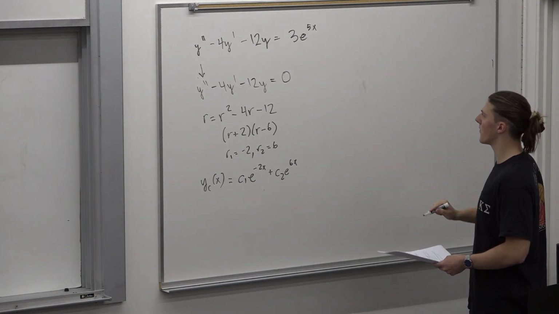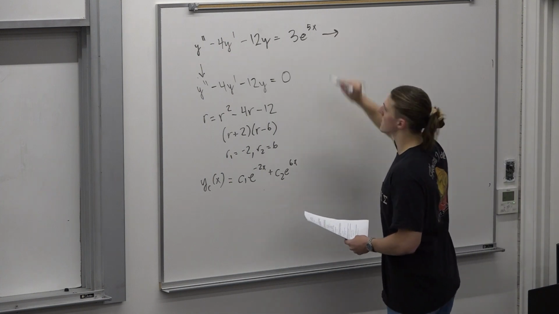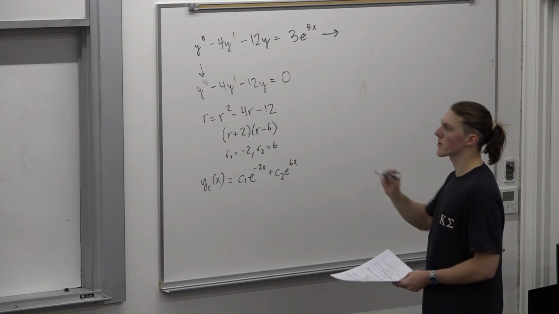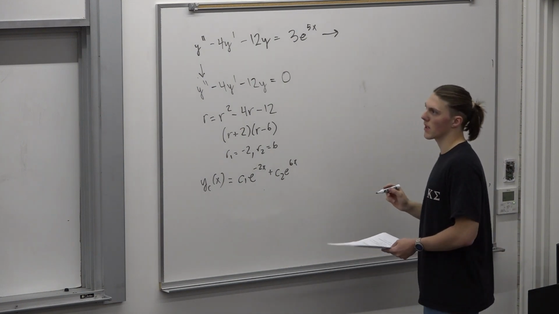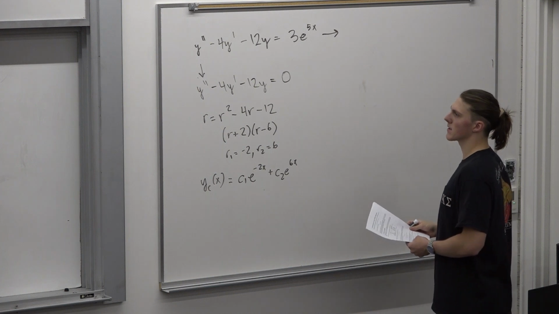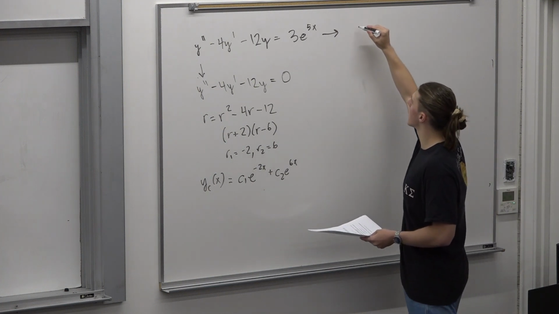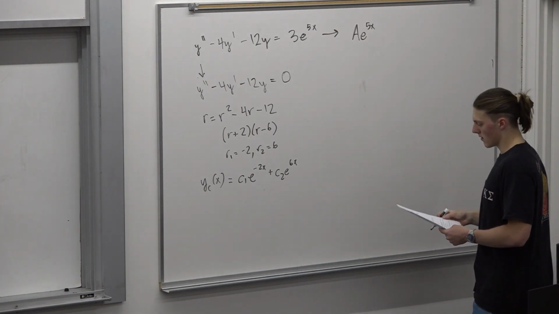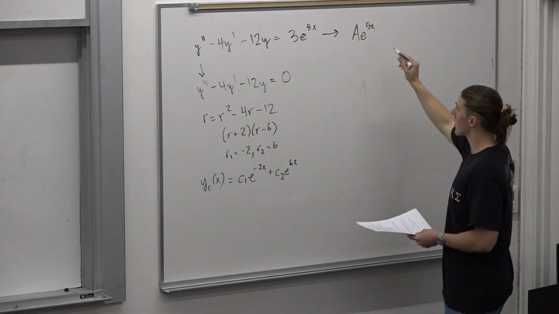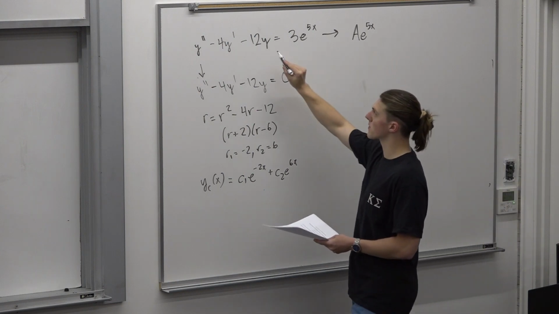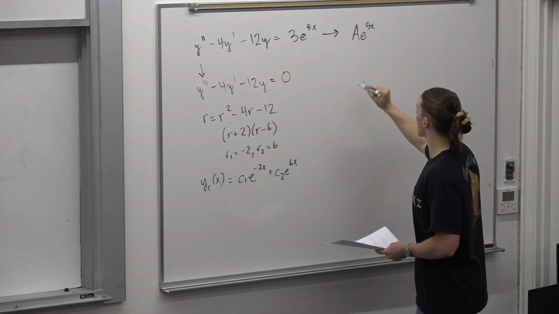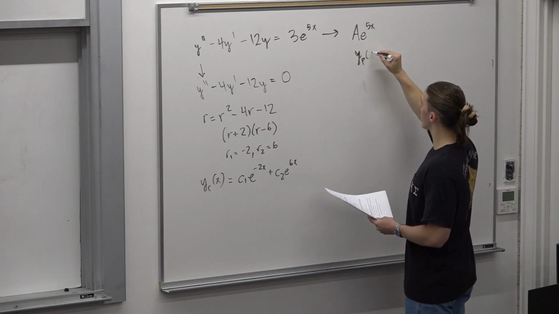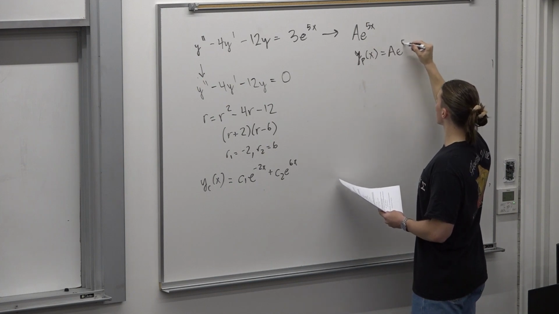That's your first part. Now, we're going to consider this g of x. Looking at our table, what does it look like? It looks like the first term in the table, a e to the beta x. So our guess is going to be a e to the 5x. Now that we have our guess, we're going to plug it in as if it was y in this equation. So our particular solution yp of x is a e to the 5x.